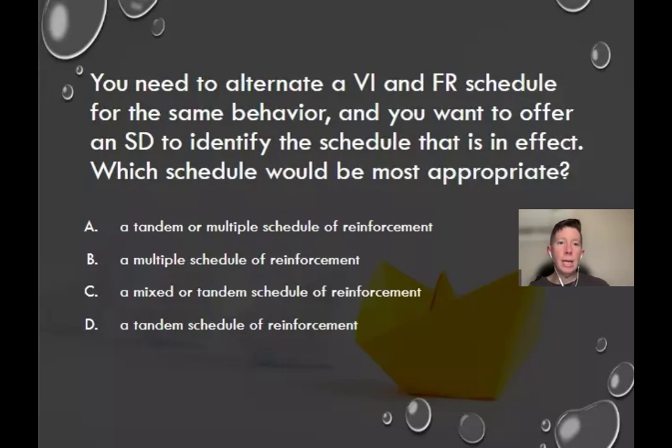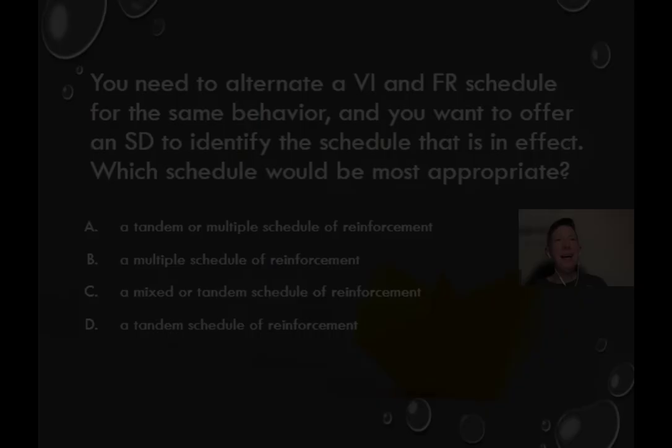So you need to alternate a VI and an FR schedule for the same behavior, and you want to offer an SD to identify the schedule that's in effect. Which schedule will be most appropriate? A, a tandem or multiple schedule of reinforcement. B, a multiple schedule of reinforcement. C, a mixed or tandem schedule of reinforcement. Or D, a tandem schedule of reinforcement.